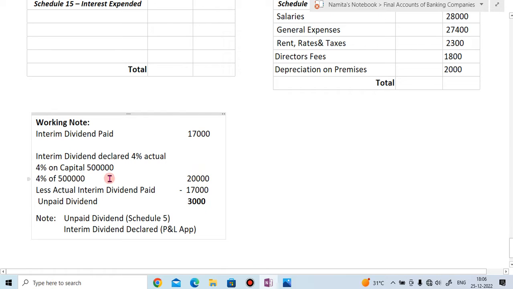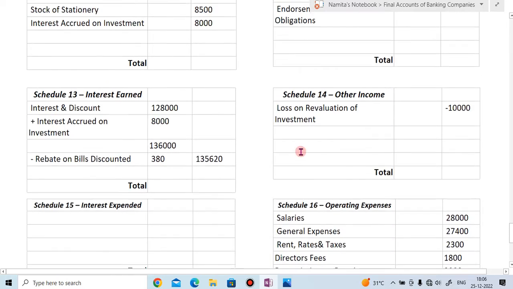So 4% on capital of 5 lakh rupees. So 4% of 5 lakh is how much? 20,000. So 20,000 was the actual dividend to be paid. But how much of the 20,000 did they pay? 17,000. So the remaining unclaimed dividend is how much? 3,000. This 3,000 is not paid to the shareholders, right? So this 3,000 will come in schedule number 5 and 20,000 will come in profit and loss account appropriation.